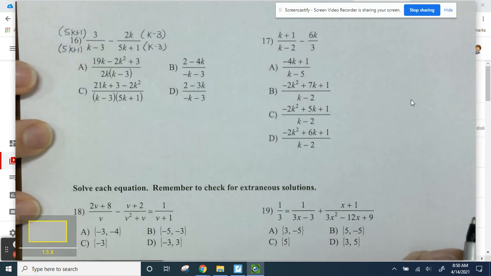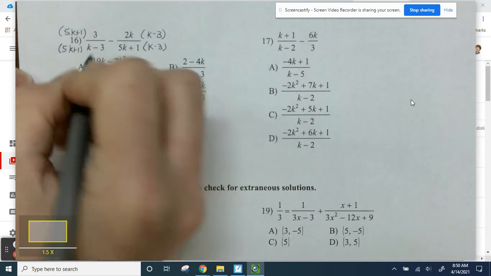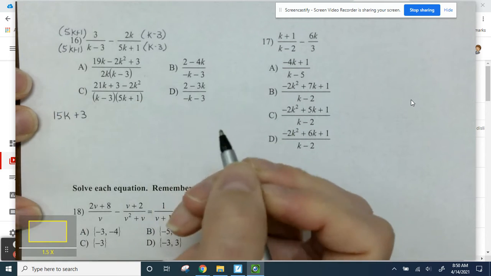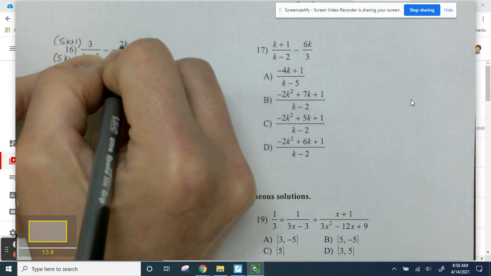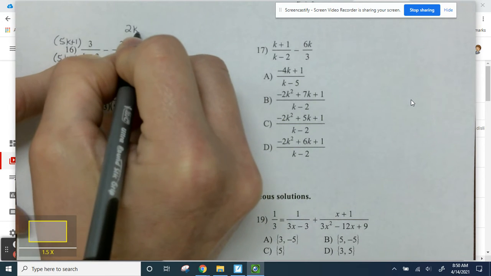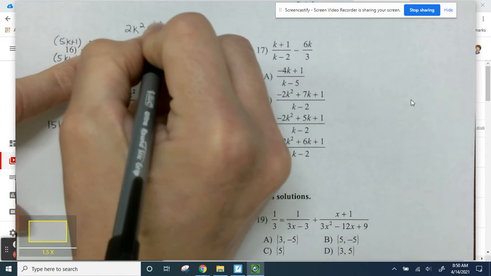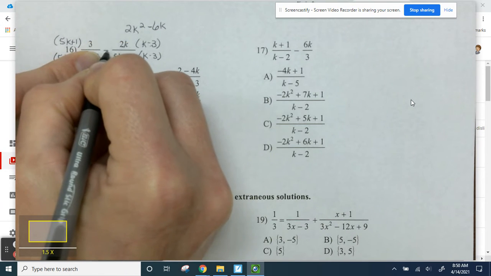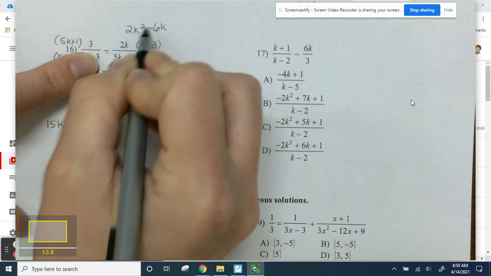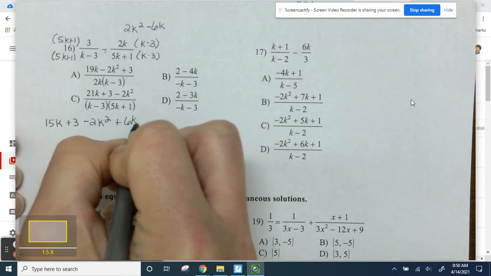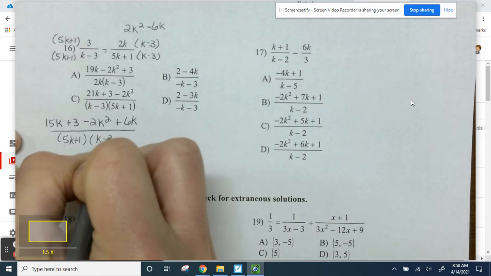So that's going to give us 3 times 5, that's 15k, and then 3 times 1 would be a positive 3. Now here we're going to have to be careful. So if you need to, let's do 2k times k, that's 2k squared, and then 2k times negative 3 would be a negative 6k. But notice you got this minus out here. So it's going to be a minus 2k squared, and then these two negatives will make that a positive 6k over our common denominator, 5k plus 1 times k minus 3.